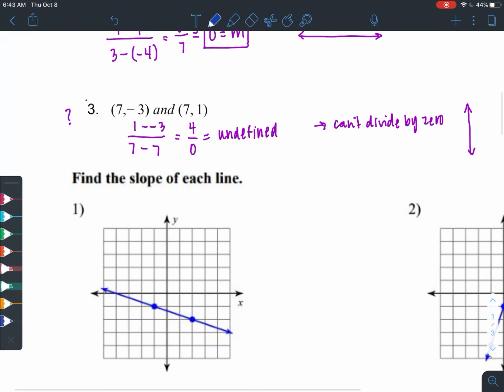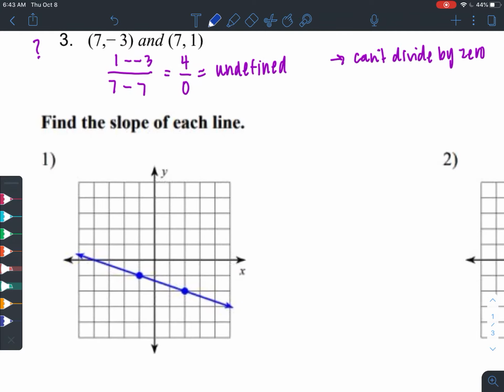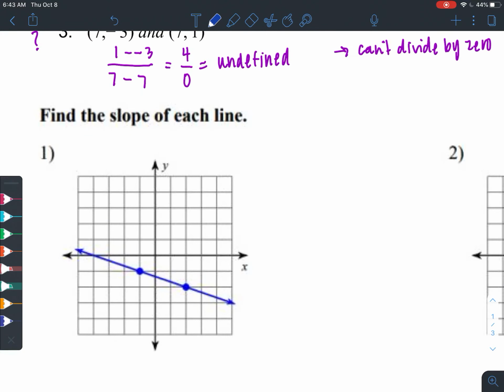Okay, so we're going to go ahead and look at these examples here. We're going to find the slope of each line. This slope here, we should notice right away that it's going down and to the right. So this is a negative slope, so our final answer should be negative. I am always going to look at my rise over my run.